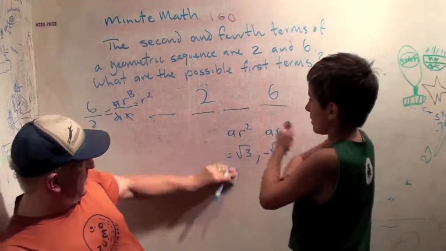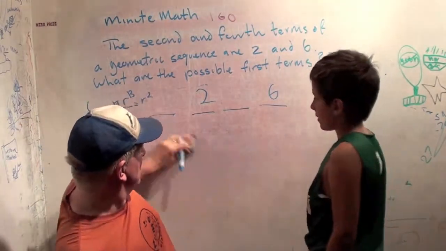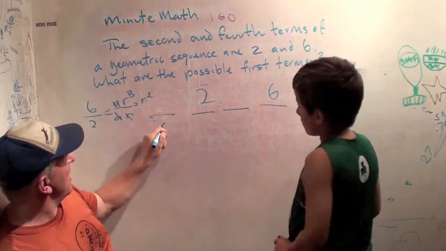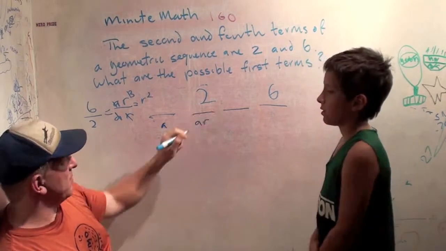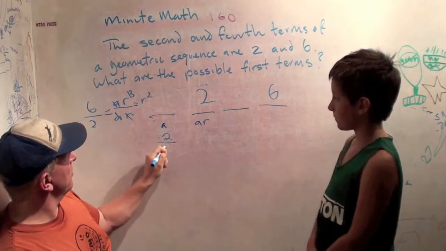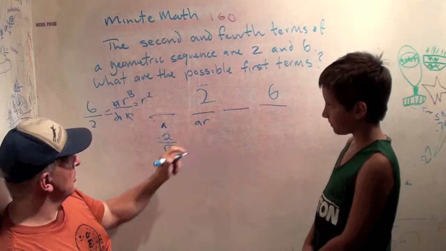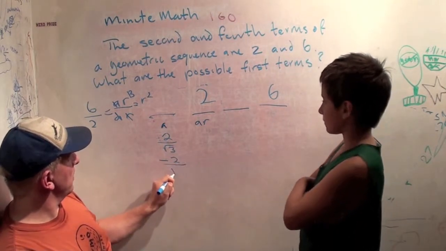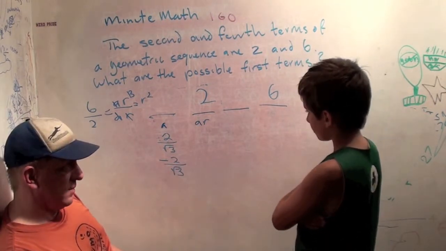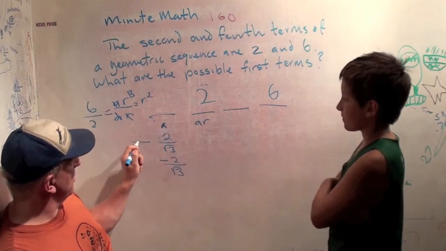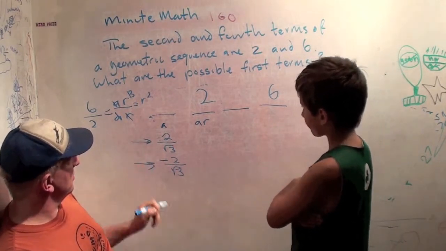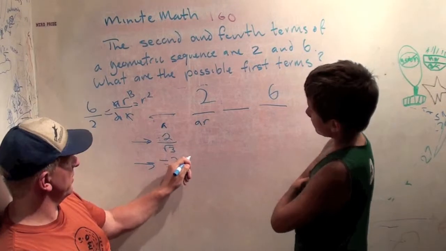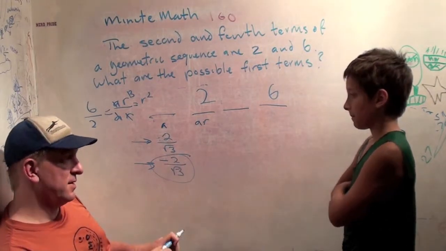It didn't say these had to be integers. No, it did not. So to go from here, remember this was A and this was AR, so I just have to divide by R. So this could be 2 over the square root of 3, or it could be negative 2 over the square root of 3. So either one of these two are the possible choices for the first term, and it turned out this was the answer on the test.